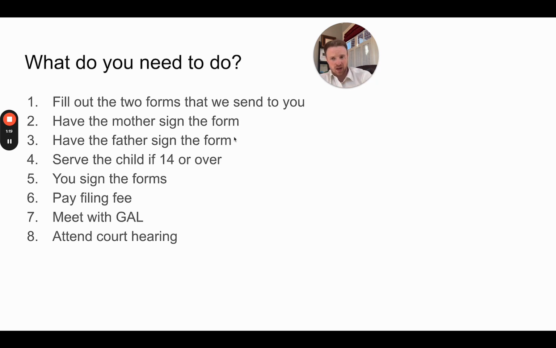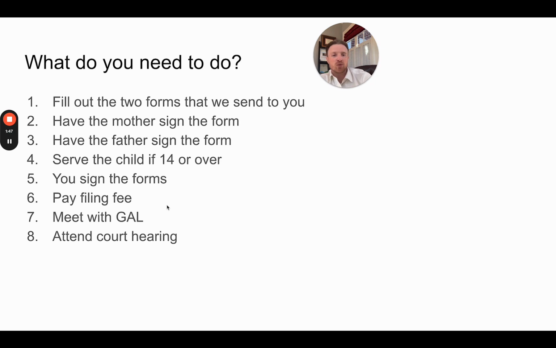Next, after we draw that up, we'll have a consent form for the mother to sign. You'll need to get the mother into our office to sign it. You'll also need to get the father into our office to sign it. If they're not going to come to the office, if we have to send it to them, you need to let us know that ahead of time so that we can figure out how to get that to them, because it's going to need to be signed in front of a notary. Next, we're going to have to serve the child if the child is older. And then finally, you're going to have to sign the forms too.